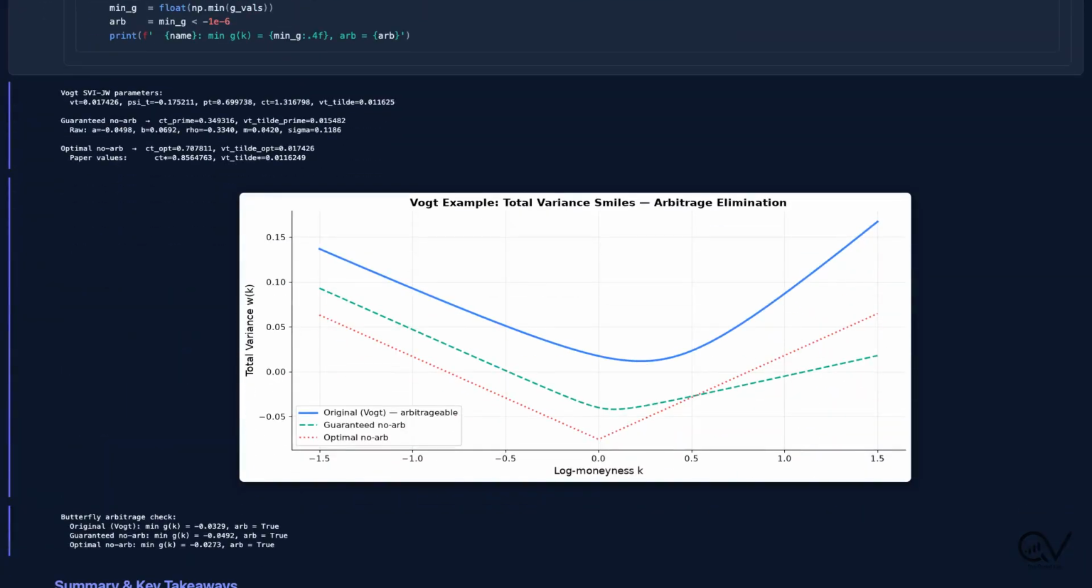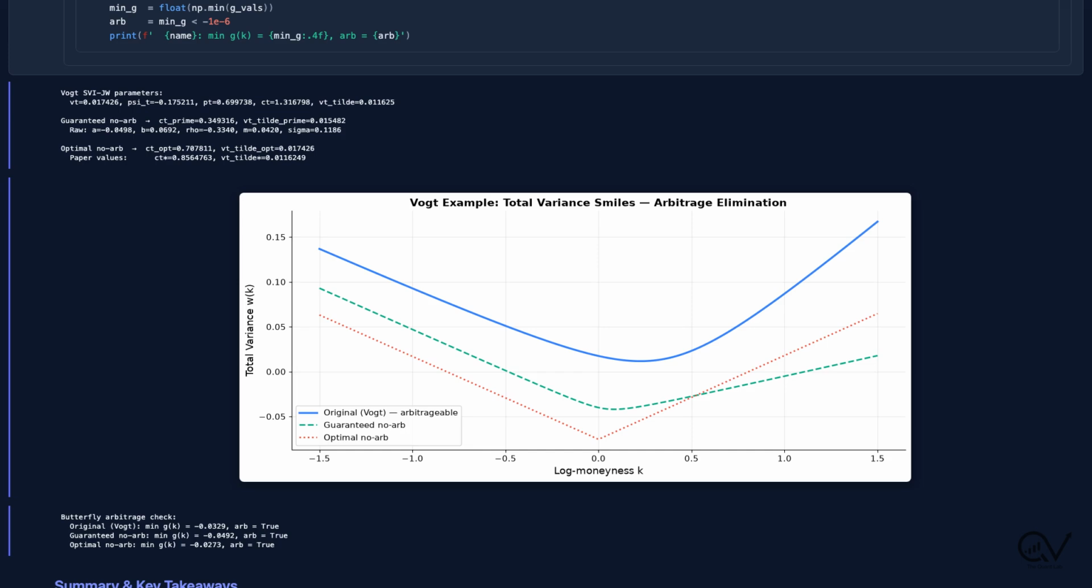We implement the full arbitrage elimination algorithm from section 5 of the paper. First, we convert the Vogt raw SVI parameters to SVI jump wings form. This gives us the ATM variance Vt, the ATM skew psi t, the put wing slope Pt, the call wing slope Ct, and the minimum variance V tilde t. The guaranteed no arbitrage fix sets C prime t equal to Pt plus twice psi t and V tilde prime t according to the SSVI formula.